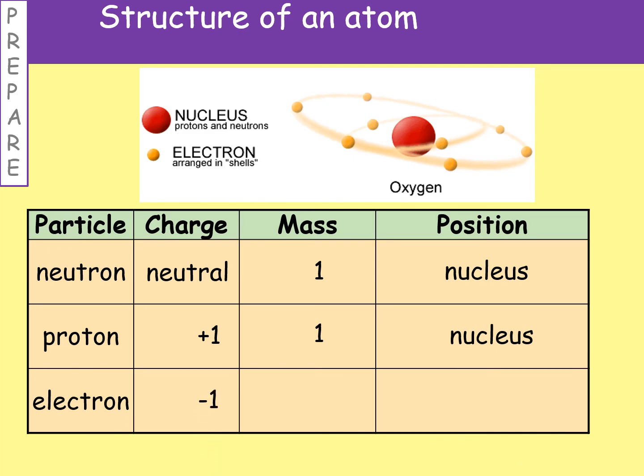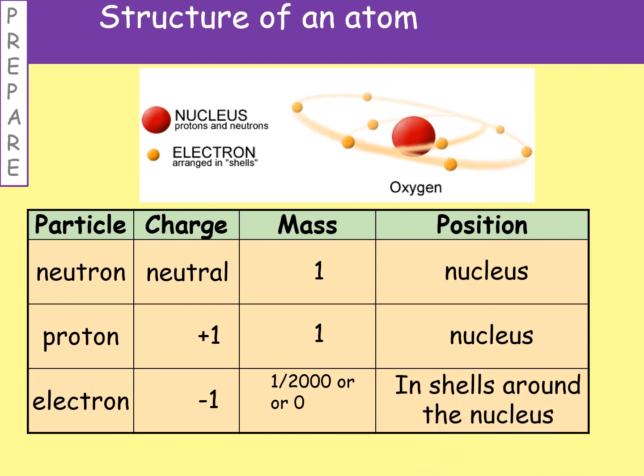Now electrons, they're negatively charged, so compared to a proton, they're -1. The mass of an electron is tiny. Sometimes we say it's 0, it's so small it's almost nothing. Or if you do 1 divided by 2,000 on your calculator, that tiny number you get is the mass of an electron. The reason we say 1 over 2,000 is an electron is 2,000 times smaller than that of a neutron or a proton. And they are found in shells that go around the outside of the nucleus. Make sure you've got all of that information copied down into your table and hit pause if you need to.